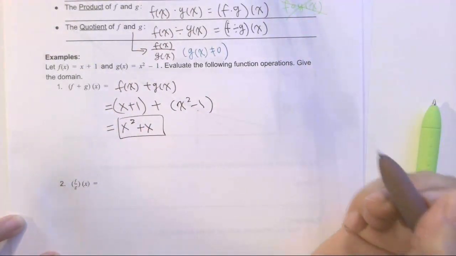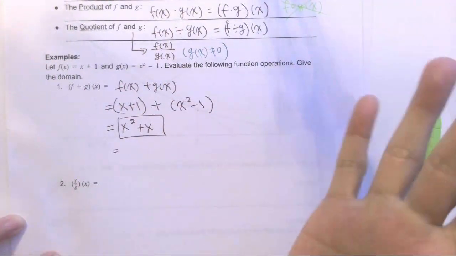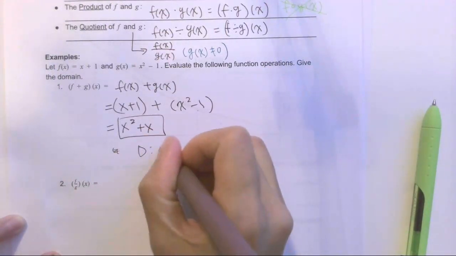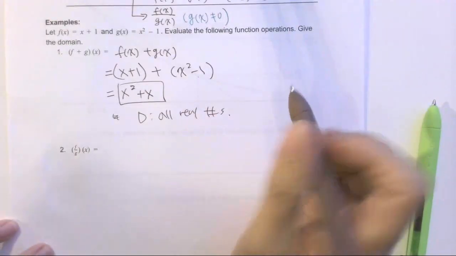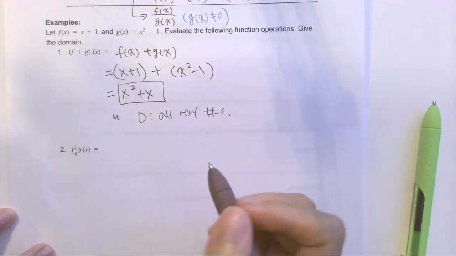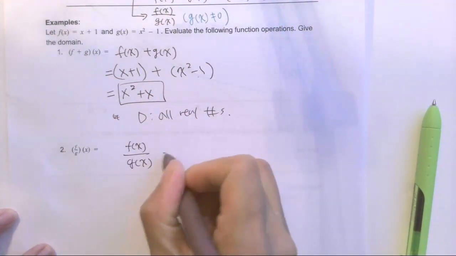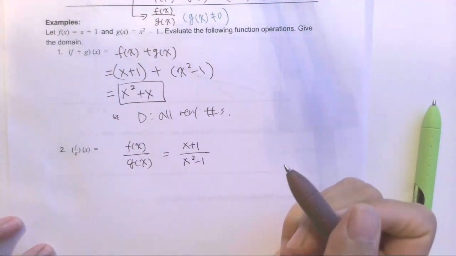That's it. What would be your domain? Well, this is literally just adding a quadratic and a linear. Both have a domain of all real numbers. So domain, all real numbers. Cool. Next, (f divided by g) of x. So we are finding the quotient, right? So this is f of x divided by g of x. So let's plug it in. x plus 1 over x squared minus 1.